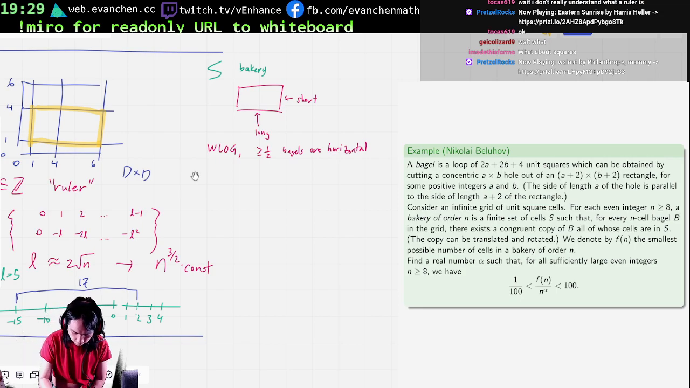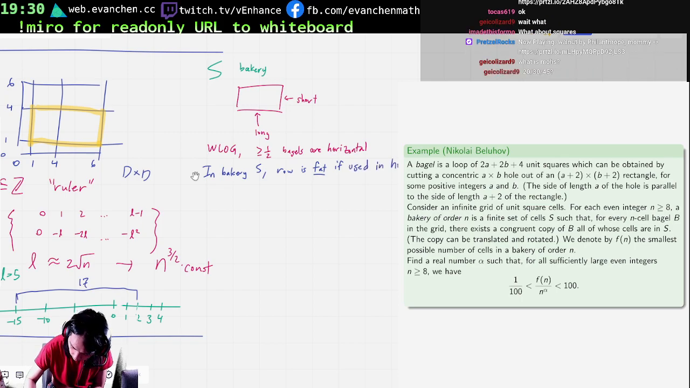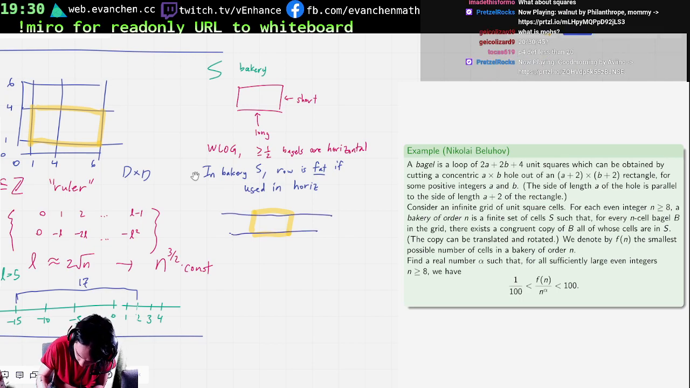So now in this grid, in bakery S, a row is fat if it is used as the horizontal leg of a bagel. So you have your set S, and in your set S there's a bagel somewhere that I should highlight. This one is fat, this one is fat. Fat, fat.